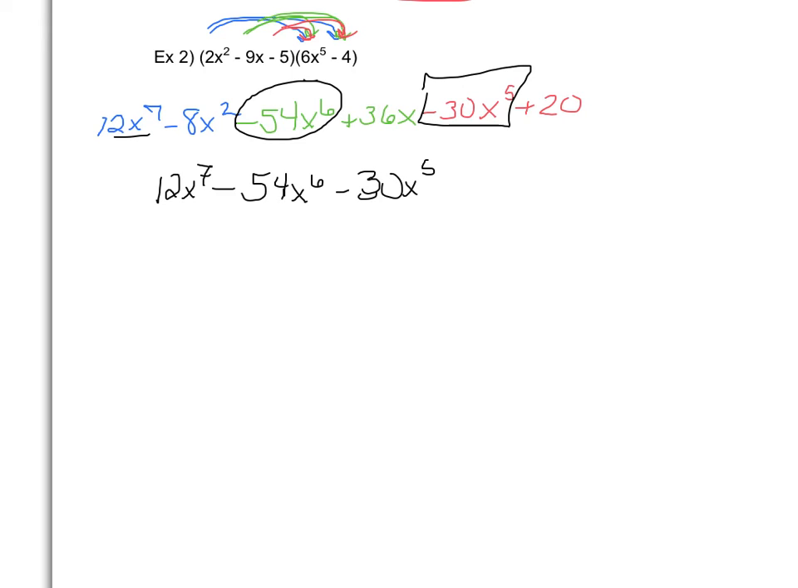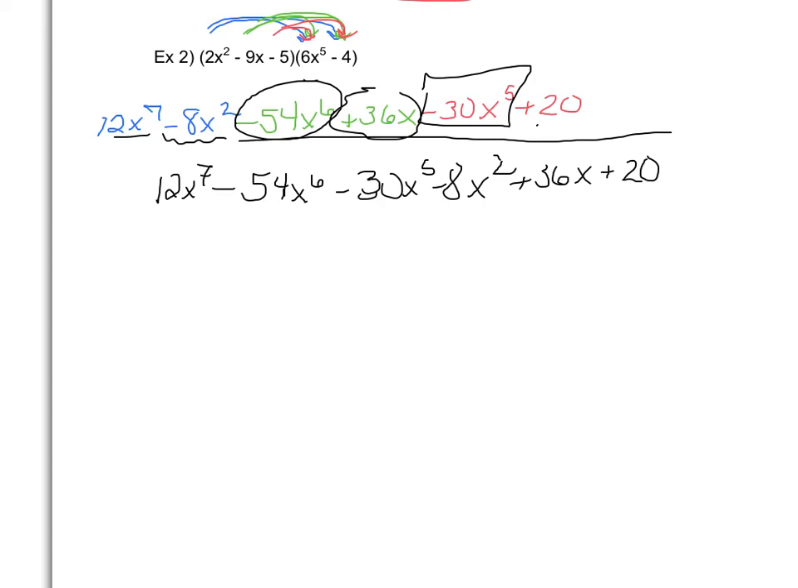Next highest exponent is the squared, so I'll take a minus 8x squared. So it looks like in this particular situation, I don't have any like terms. I'm really just changing it to standard form. The plus 36x. And then I will just simply drop down my constant term of plus 20. And now I'm in standard form. It's fairly long because I didn't have any like terms. I'm going to circle that and say that is my final answer.